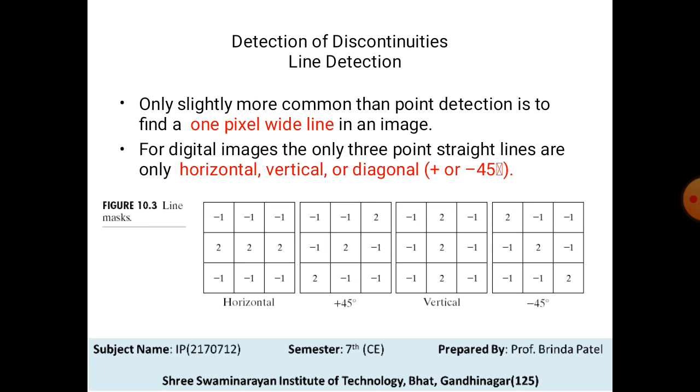A similar experiment would reveal that the second mask in this figure responds best to lines oriented at plus 45 degrees. The third mask responds to vertical lines, and the fourth mask to lines in the minus 45 degree direction. The preferred direction of each mask is weighted with the larger coefficient than other possible directions. The coefficients in each mask sum to 0, indicating a zero response in areas of constant intensity.